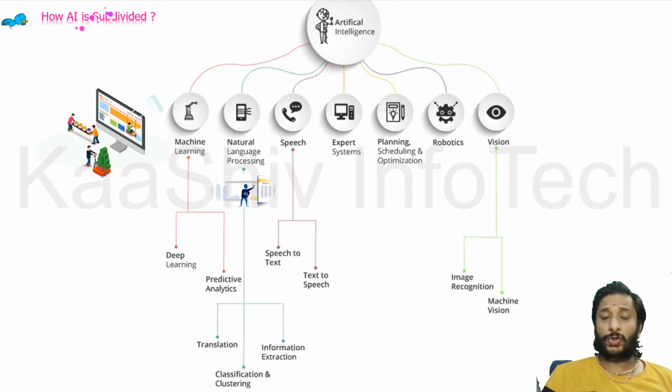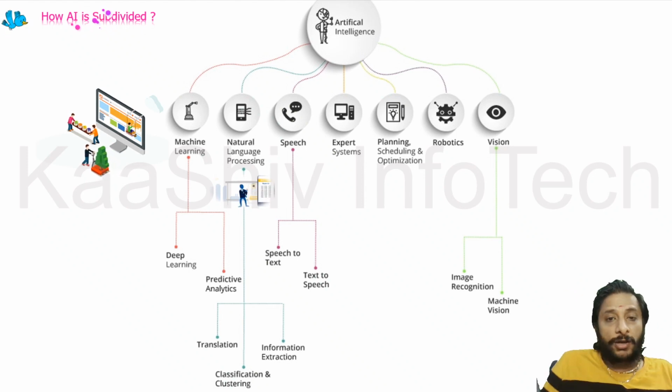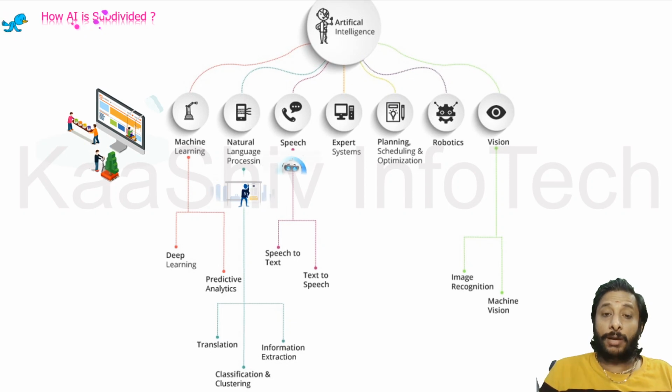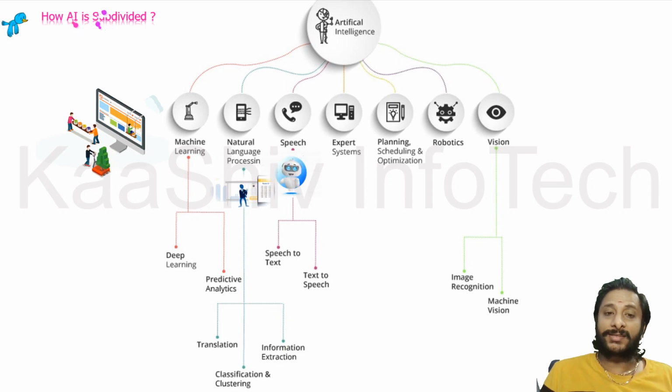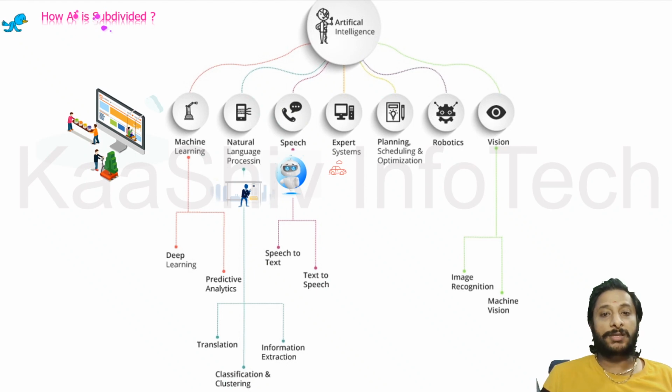From there you got natural language processing. I type in Tamil or some other language, and it's converted into English. How come? It automatically recognizes it through natural language processing and speech. Whatever you are speaking, it can be converted to text. Whatever text you are giving, it will convert to speech or something like that.